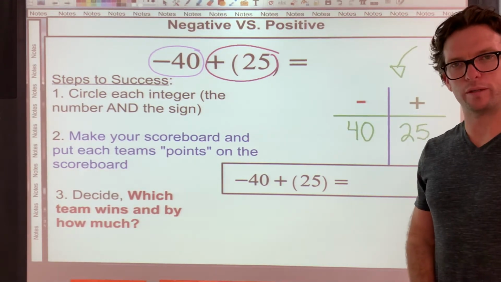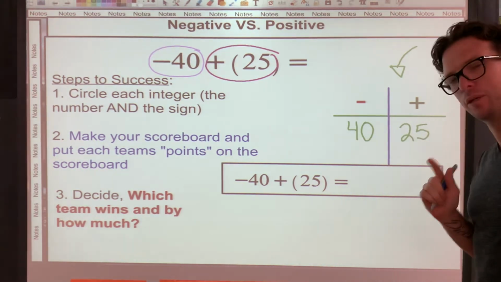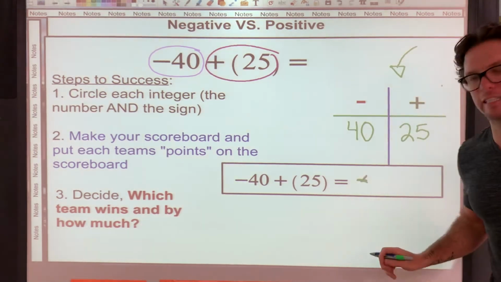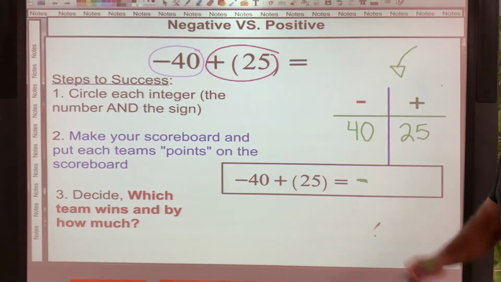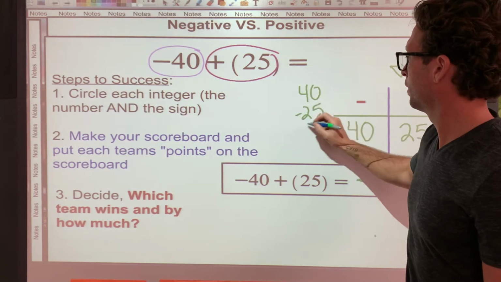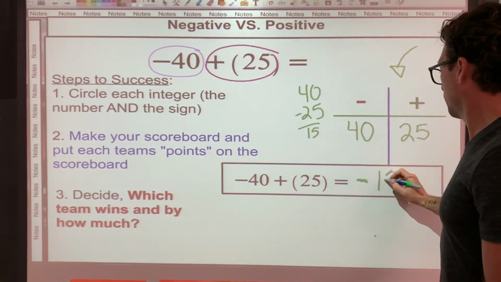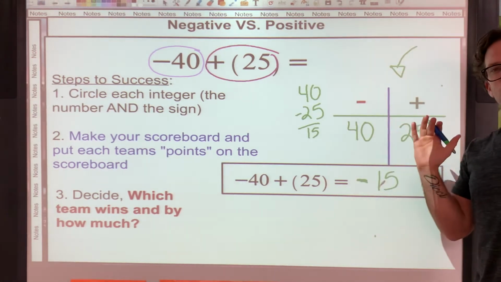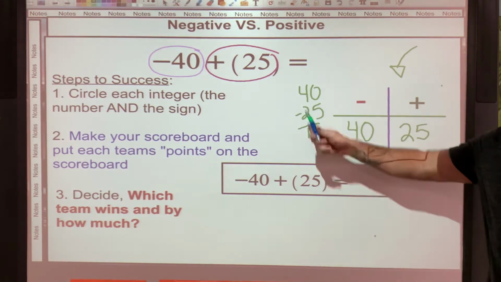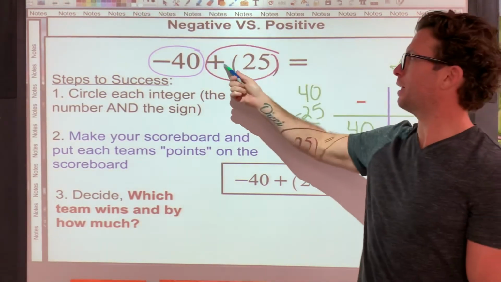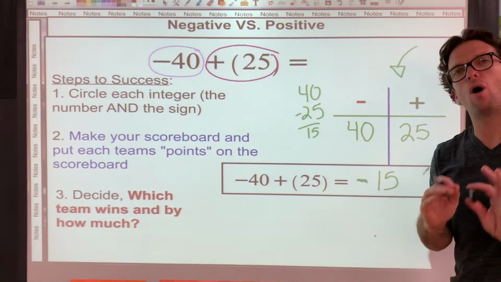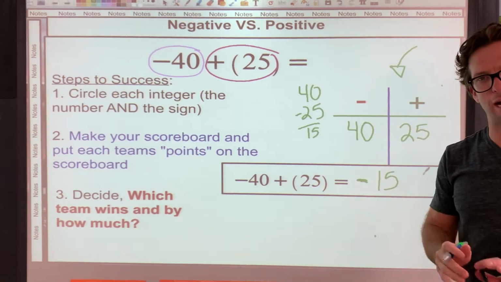Which team won? This one looks a little bit like a blowout. The negative team had more points, so they will give us the sign of our solution. They outscored the positive team by 15. Guess what? You just did one of the most complex concepts in math in about 18 seconds. If we had negative 40 plus 25, the solution would be negative 15. But remember, always think of it as negatives versus positives.